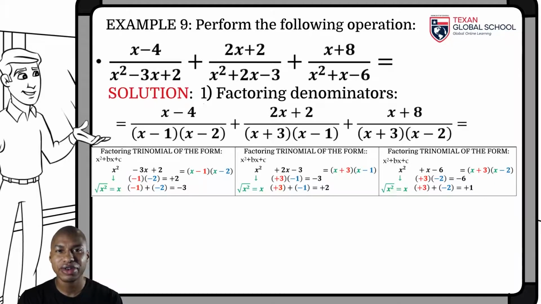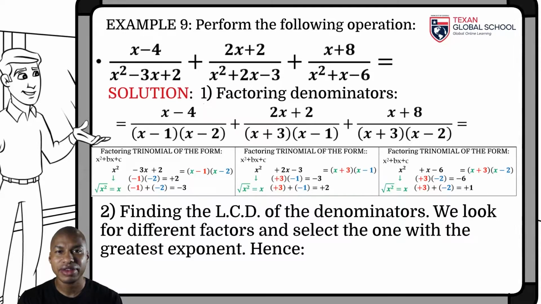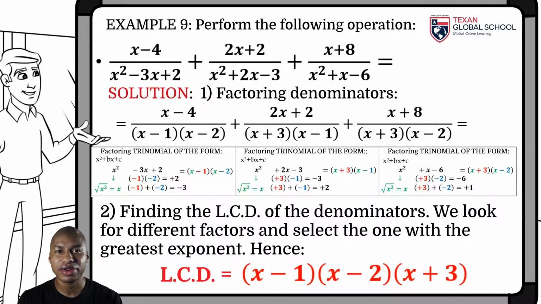The next denominator, x squared plus 2x minus 3, is factored as x plus 3 times x minus 1. The last denominator, x squared plus x minus 6, is factored as x plus 3 times x minus 2. Once the denominators have been factored, we obtain the least common denominator. We look for different factors and select those with the greatest exponent. Therefore, the least common denominator is x minus 1 times x minus 2 times x plus 3.